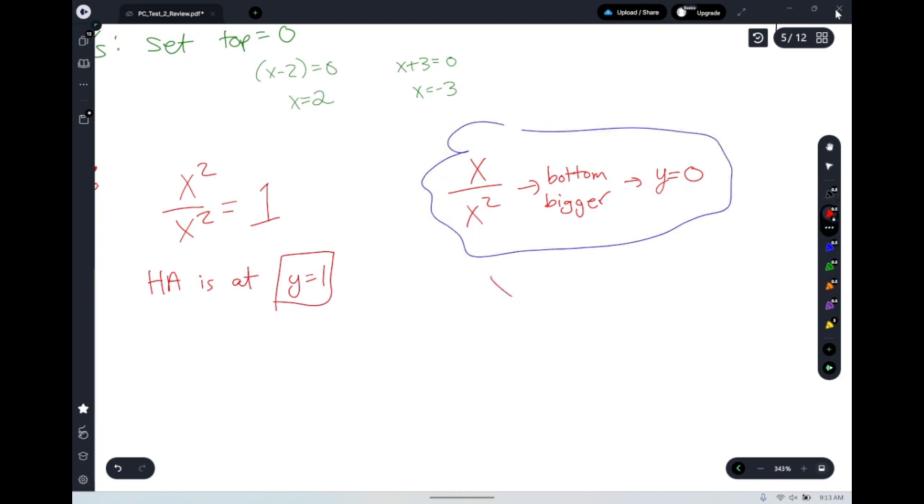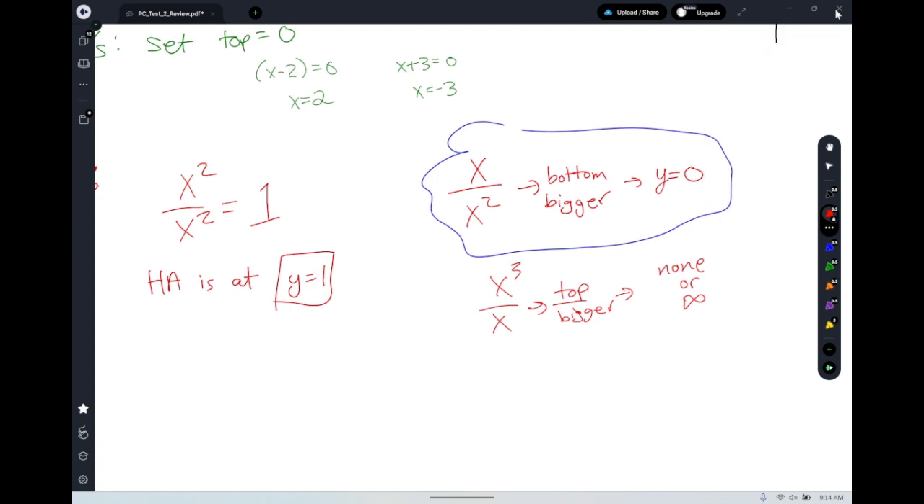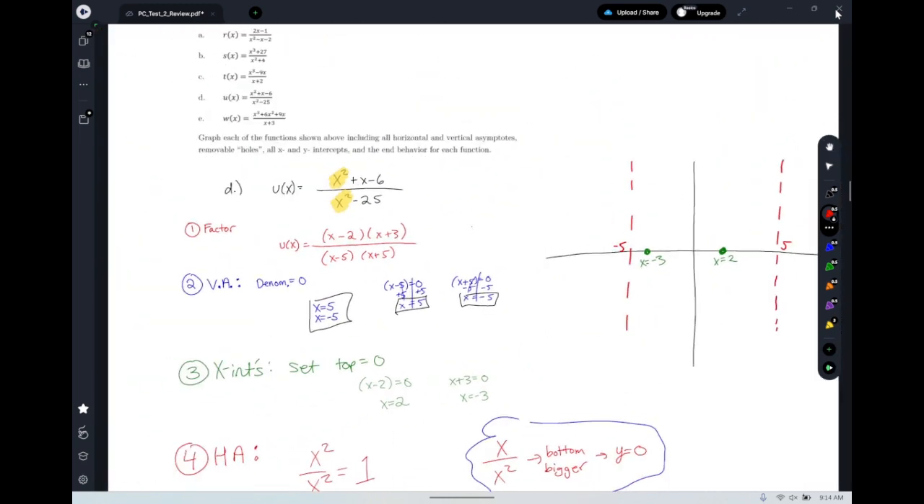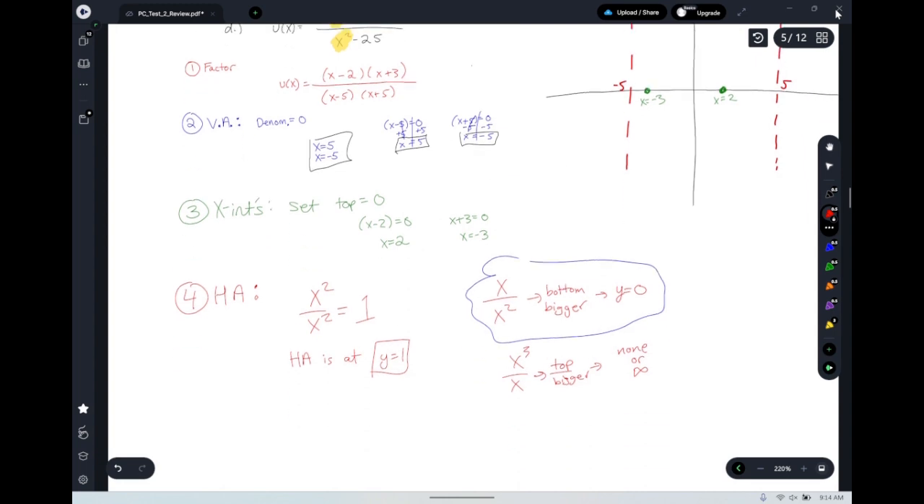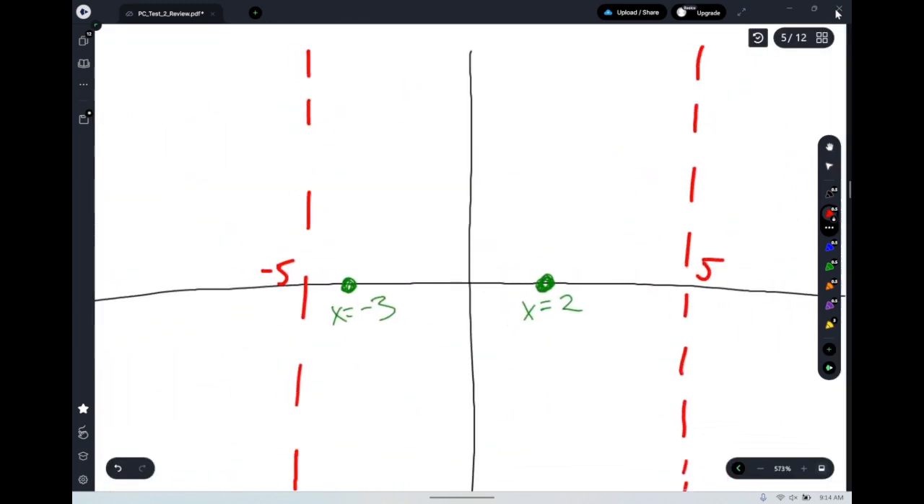Side case 2 would be x squared over x, which is top bigger, which is none, or some people write infinity because it goes on forever. The end behavior could be called as x approaches infinity, y approaches infinity. So that's why they get the infinity. None is referring to, is there a horizontal asymptote? No, there's not a horizontal asymptote. So that's why sometimes it's none or infinity. So we just go draw a line at y equals 1.